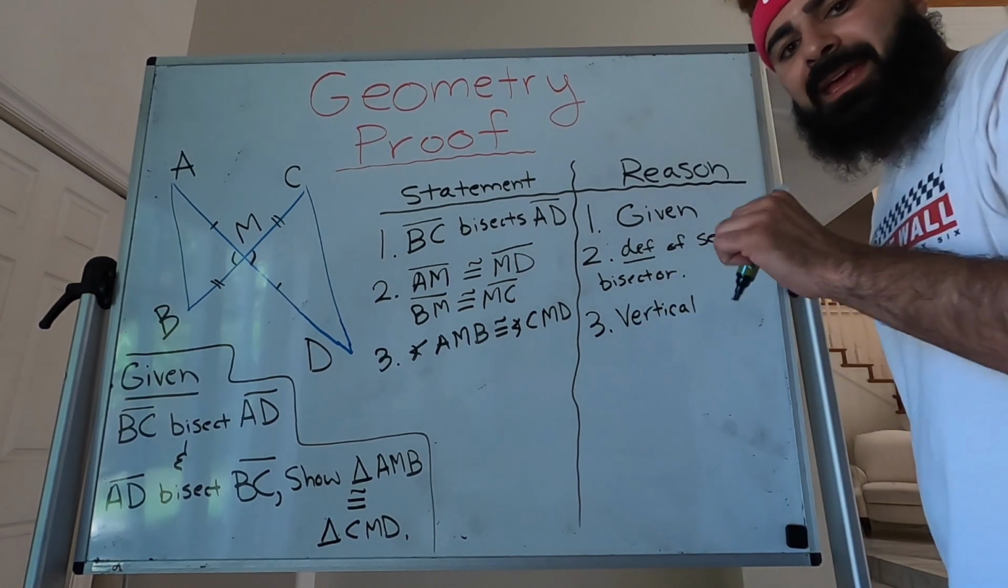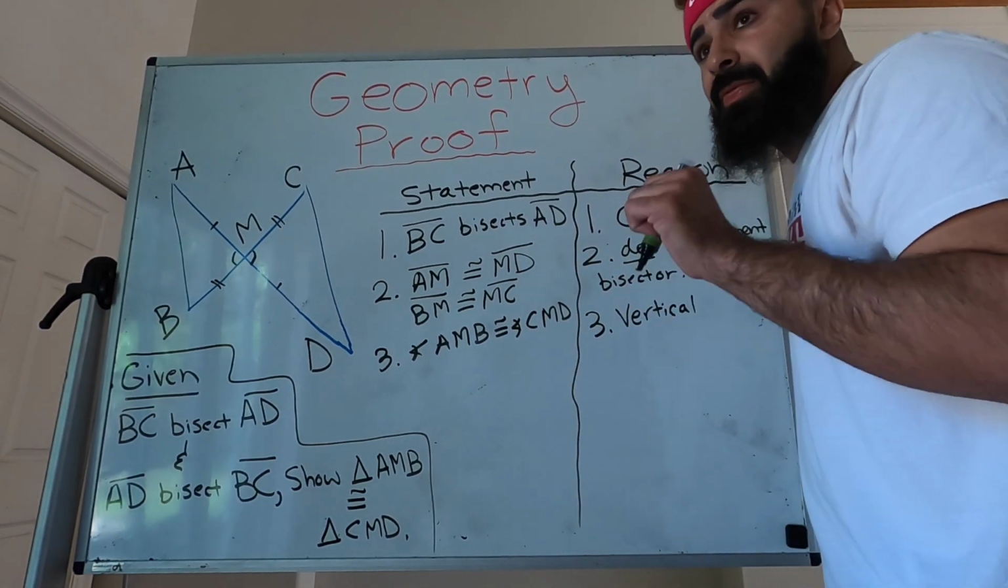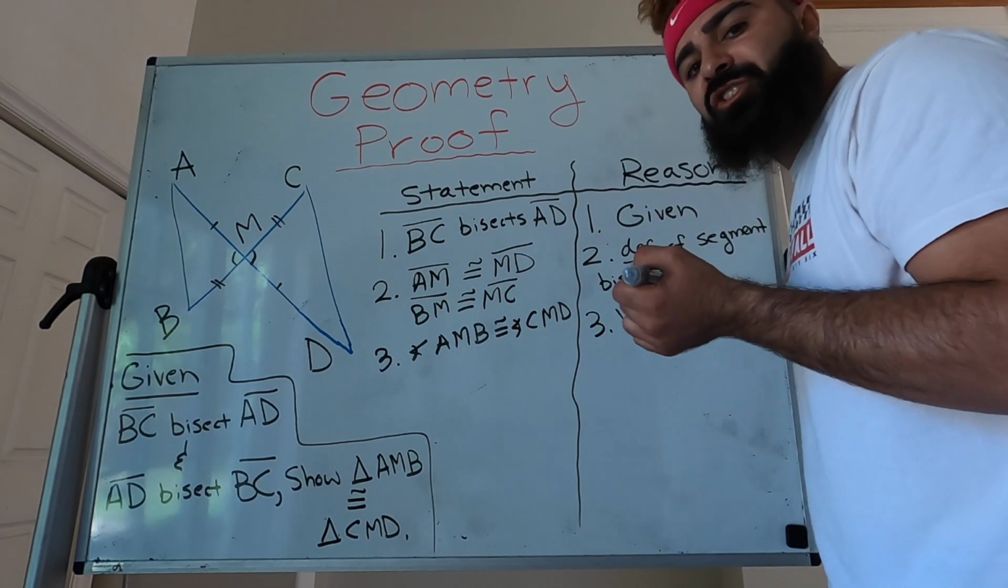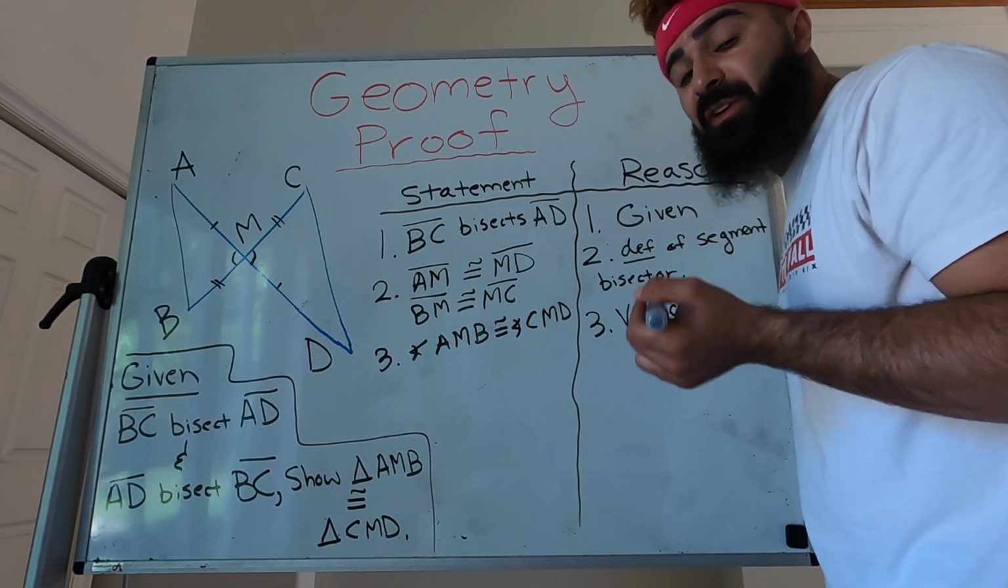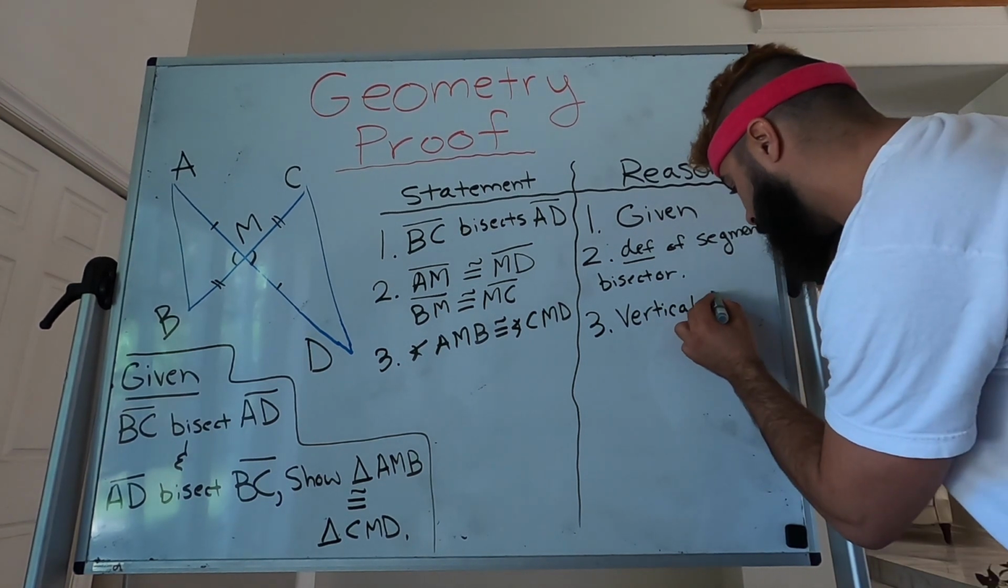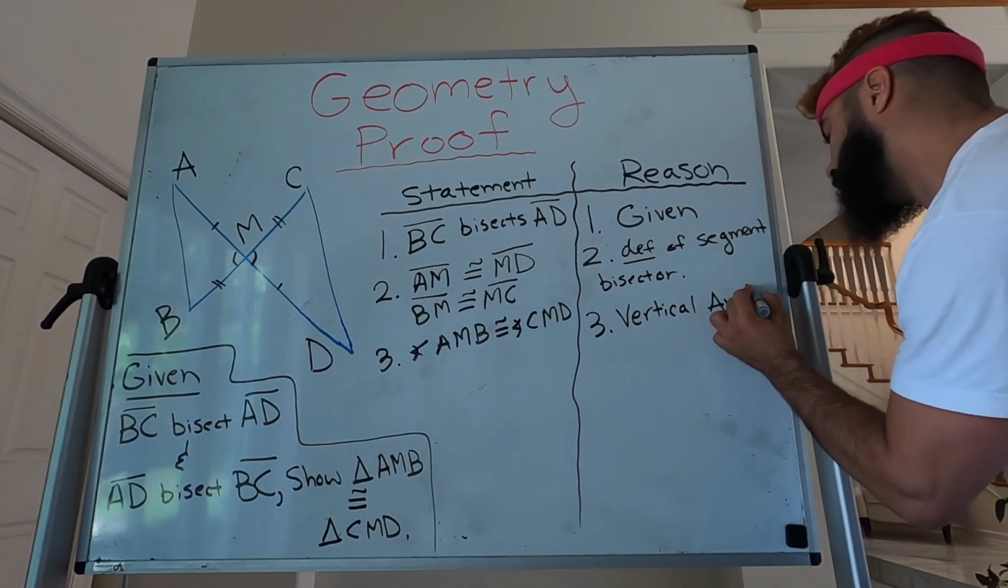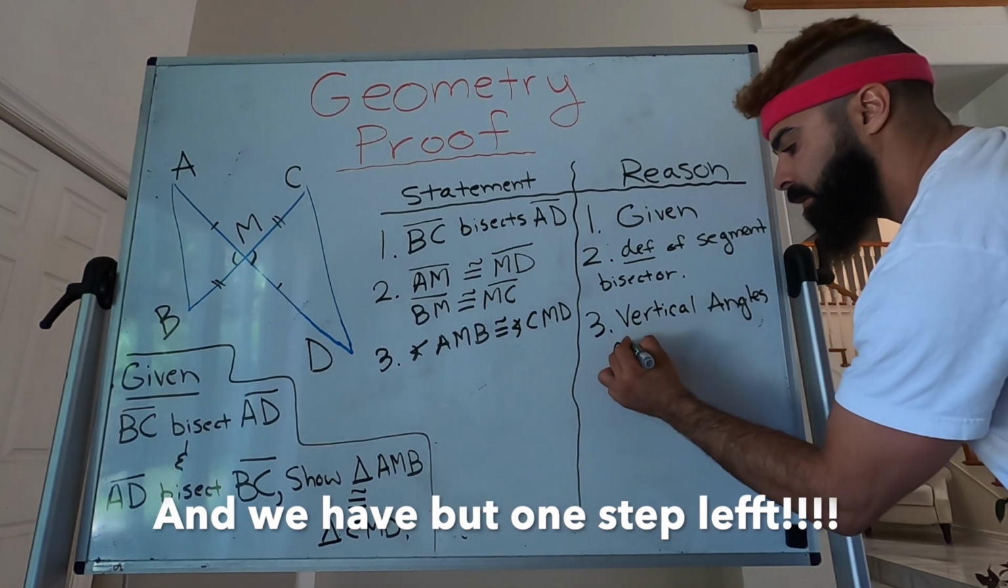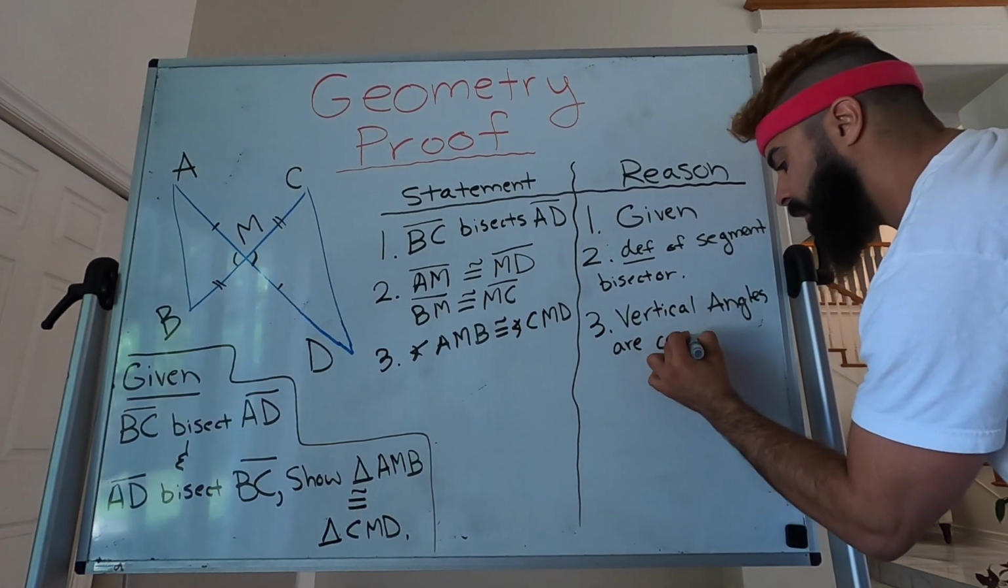And I will post a link in the description that has a link to all the different geometry theorems and postulates and facts and formulas and things like that. So vertical angles are congruent.